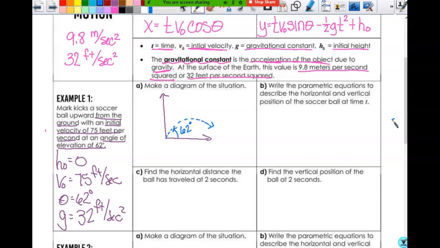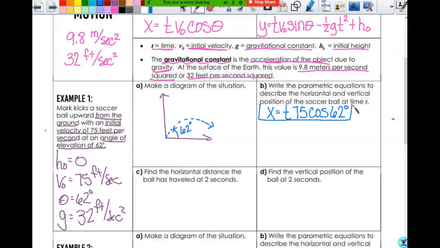Then I'm going to need to write the equations. It's telling me to write an equation. I'm not solving for anything in B. I'm using these two things here to write my equations for the horizontal and vertical position. So my horizontal position, that would be x equals t, which I don't know, times the initial velocity, which is 75, times the cosine of theta, which is 62 degrees. There's that one.